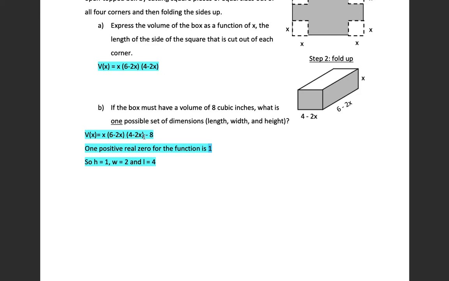For 1, this function is 0. This is why we are saying the one positive real zero for the function is 1. As it is 1, that means x equals 1. And if you put 1 here, 6 minus 2 equals 4. This is how this 4 comes. Then 4 minus 2 into 1 equals 2. This is how this 2 comes. W equals 2 comes.